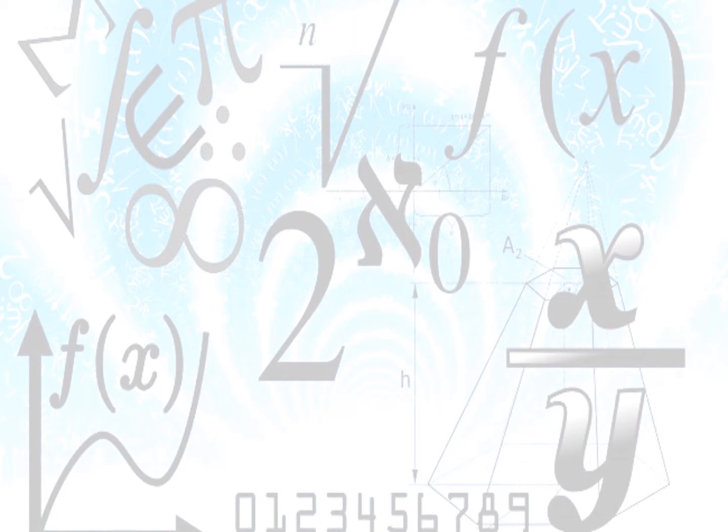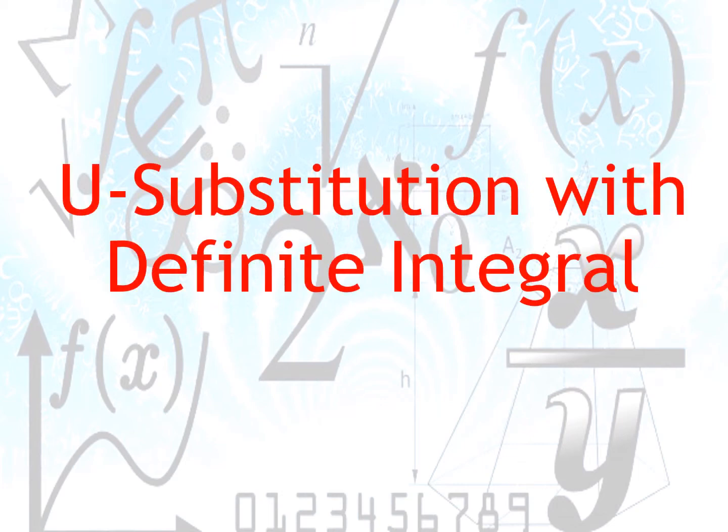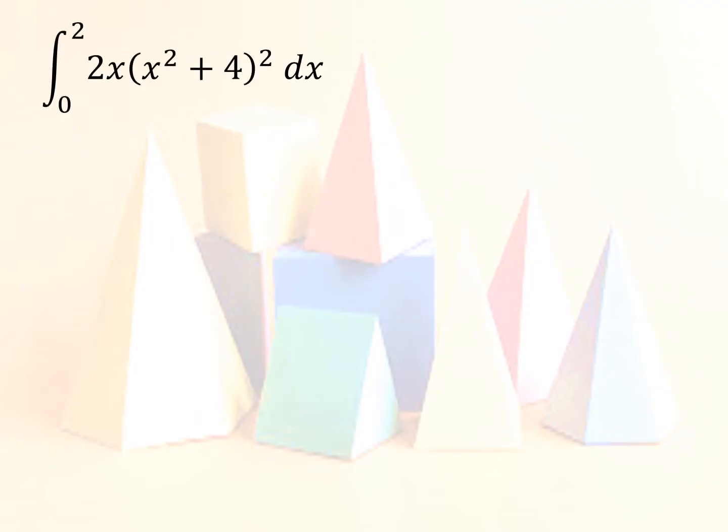Hello everyone. In today's topic, we are going to talk about u substitution with definite integral. So let us have the first example. Supposing we are going to find the integral of 2x times (x squared plus 4) to the second power dx from 0 to 2. The first step is to let u be equal to x squared plus 4.